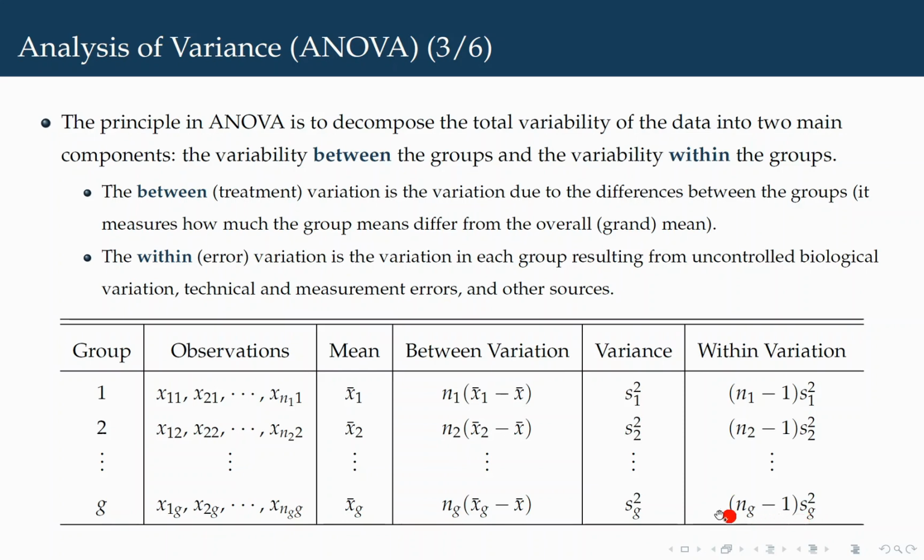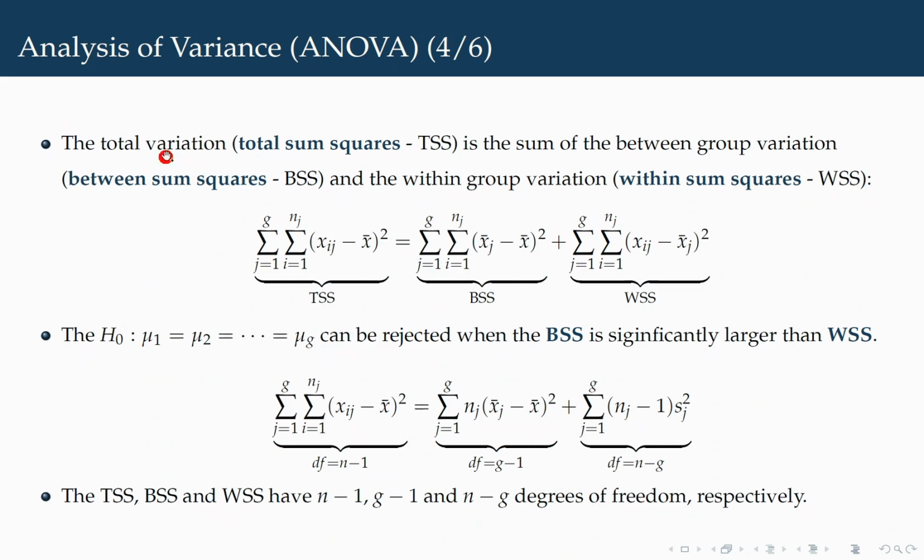In general, you can consider the difference of each group mean from the overall mean represents between variation. The variance of each group represents that of within variation. So the total variation is considered in terms of what we call total sum squares, is the sum of the between group variation, which is called between sum squares, and the within group variation, which is called within sum squares.